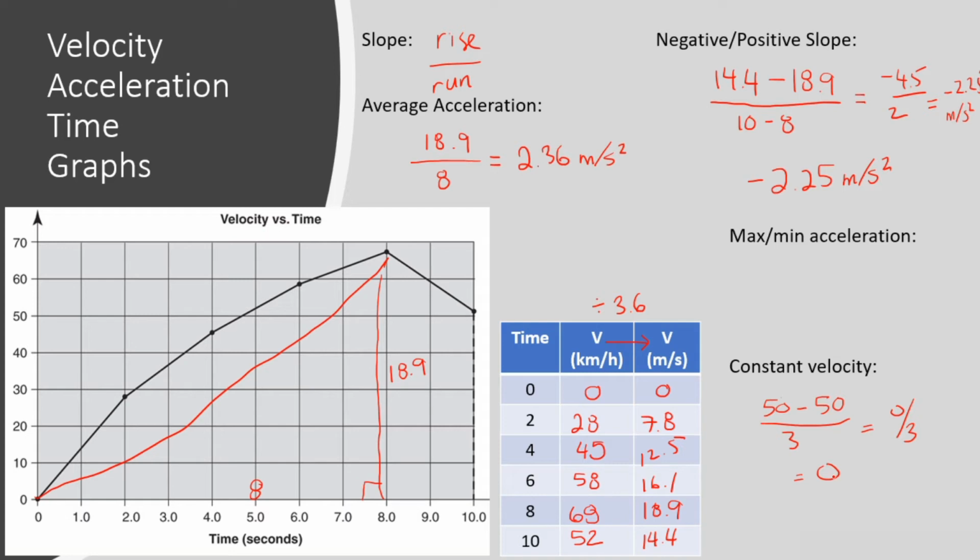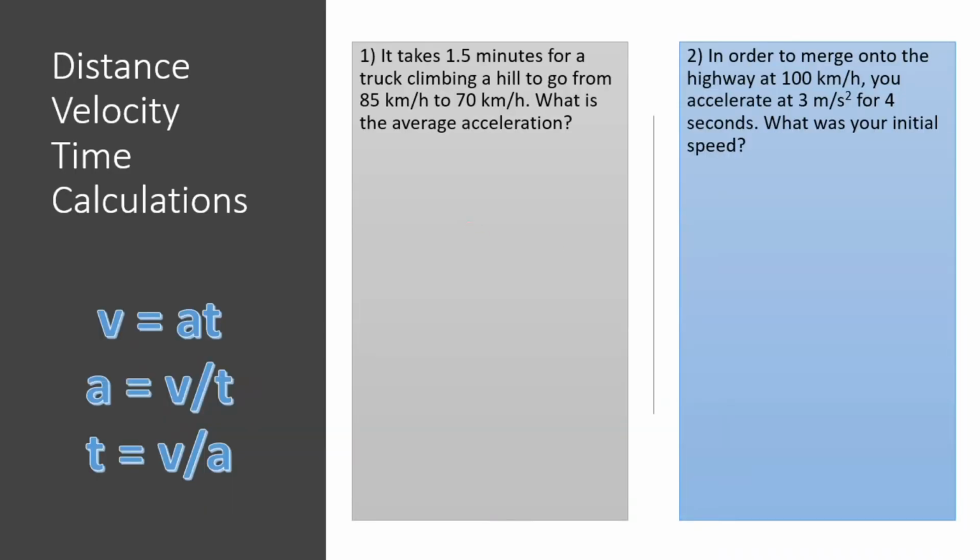So let's look at a couple problems. Okay, so here's our calculations, and here's the same thing. Our slope is equal to our rise over run, and these are the different versions of it. Okay, here we go. It takes 1.5 minutes. There's a time. Okay, for a truck climbing a hill to go from 85 kilometers an hour to 70 kilometers an hour, what is the average acceleration?